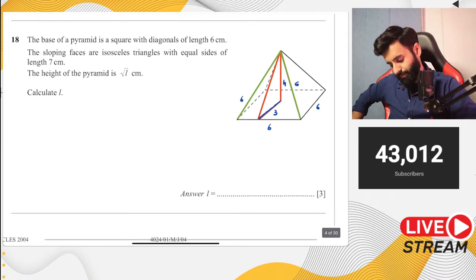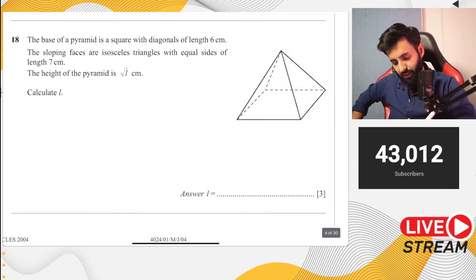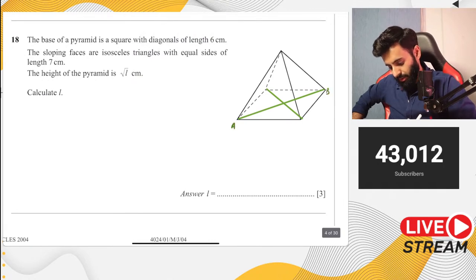Acha, again. Okay, I'm really sorry. I just realized that it says square with diagonals length 6 centimeter. So basically it's the diagonal that's equal to 6 centimeter. So this is going to be equal to 6 centimeter. Again, my bad.